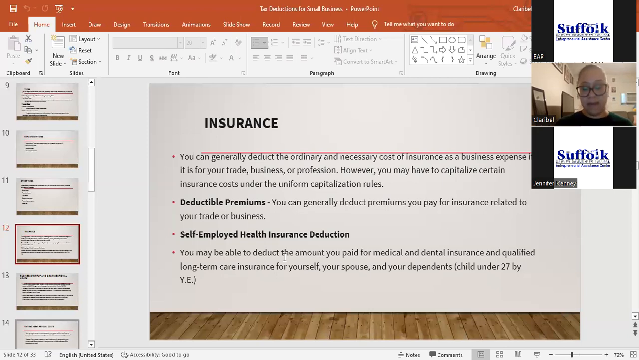Okay, so basically any type of insurance that you open for your business is an insurance expense and can be deducted from your taxes, as long as it's directly related to your business and is reasonable.